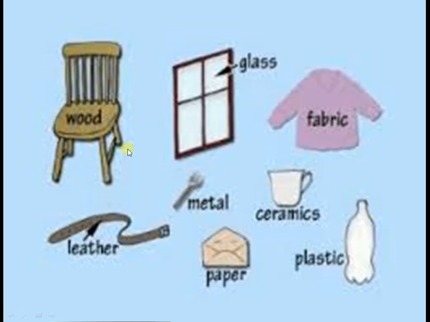For example, a chair is made of wood, a window is made of glass, clothes are made of fabric, a belt is made of leather, spoons are made of metal, an envelope card is made of paper, teacups are made of ceramics, and water bottles are made of plastic.